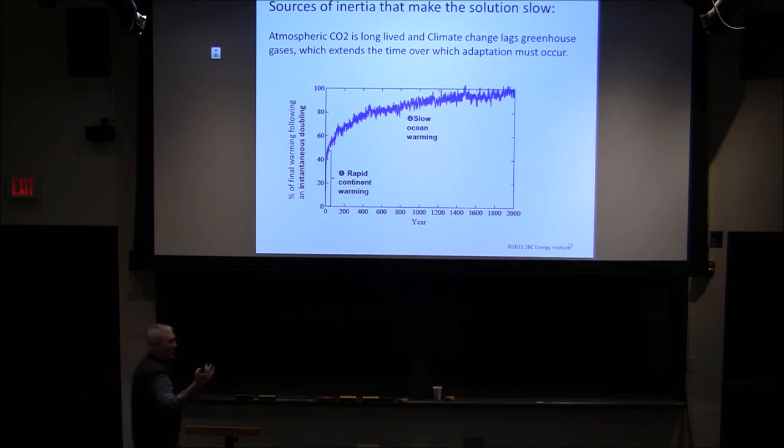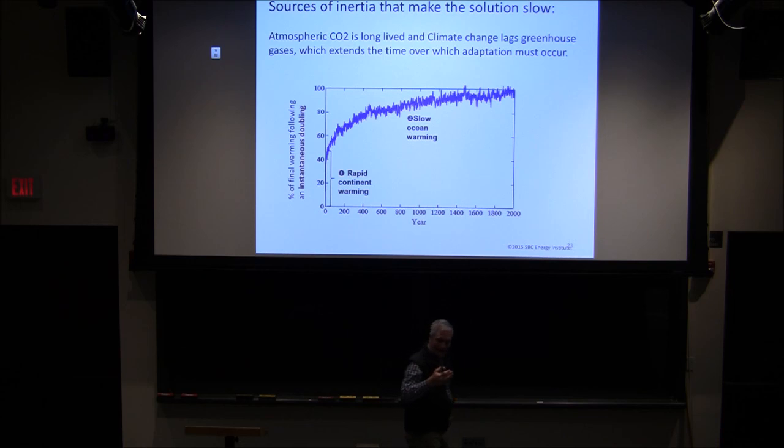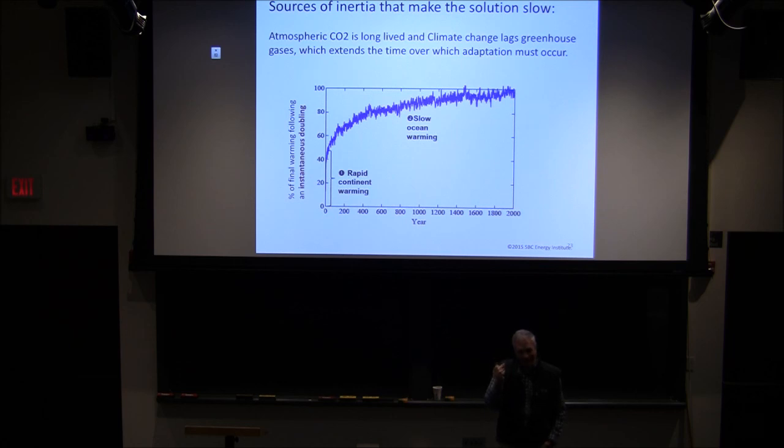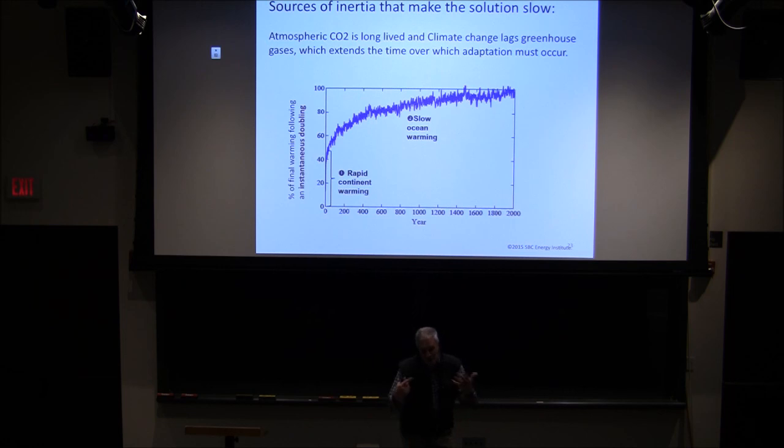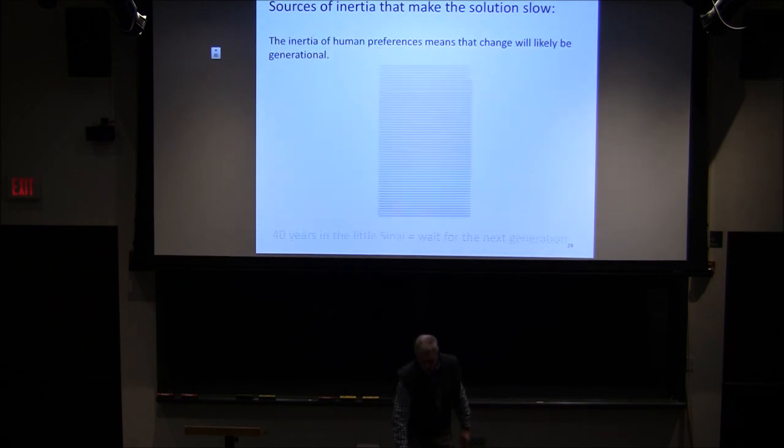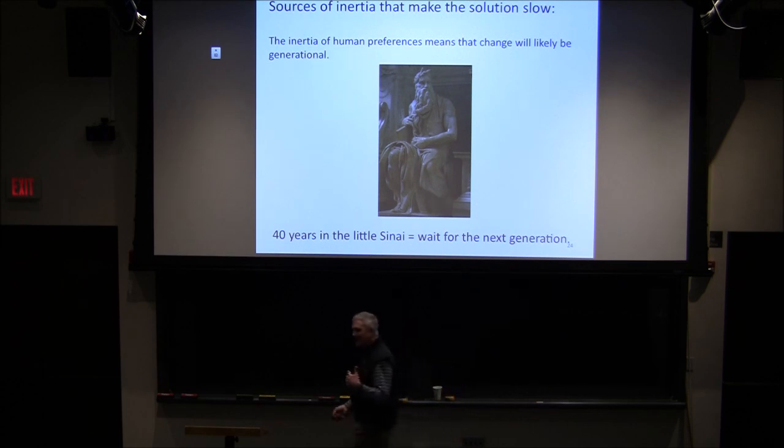And so, although the atmosphere has warmed 1 degree already from the atmospheric CO2 we've pumped into it, that's only about two-thirds of what we're going to get, even if we froze atmospheric CO2 at the current level. The planet's still going to warm for a long time, albeit slowly. That's the second reason: there's inertia in the climate system. And the third reason is that human attitudes change slowly.